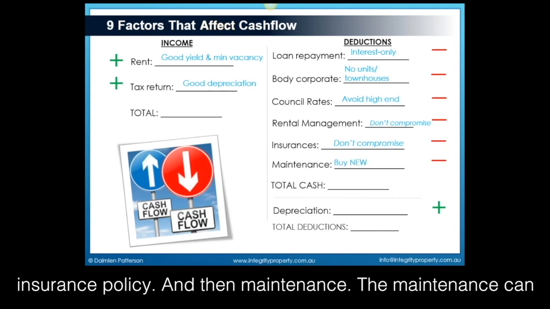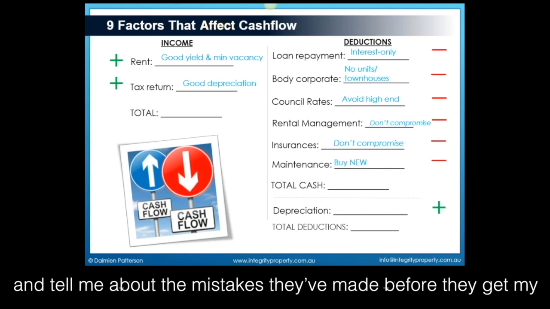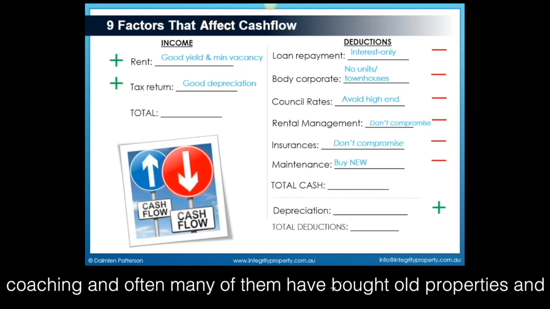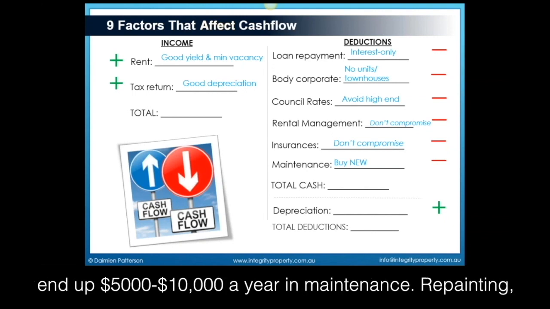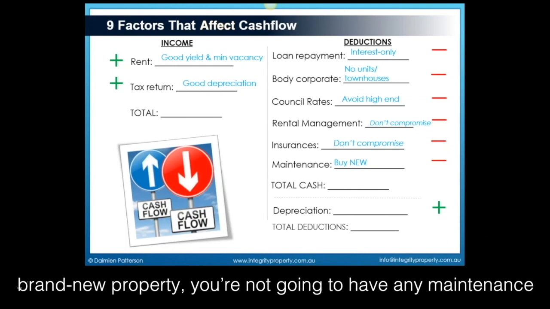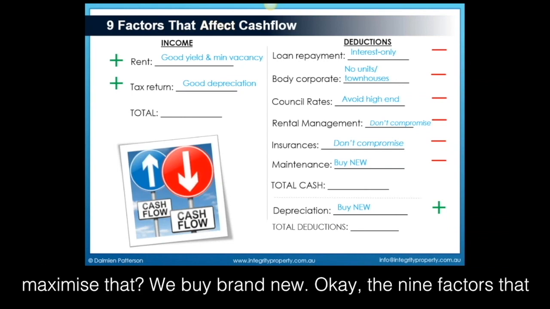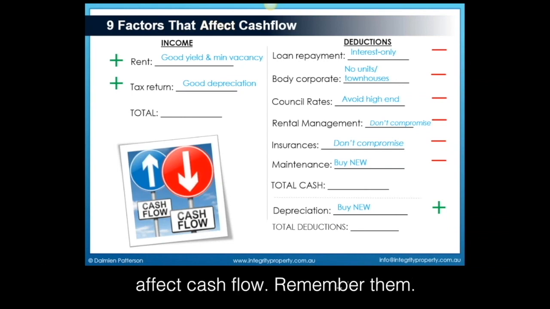And then maintenance. The maintenance can be the silent killer. I've had plenty of clients who come to me and tell me about the mistakes they've made before they get my coaching. And often many of them have bought old properties and end up paying 5 to 10 grand a year in maintenance. Repainting, replacing, termite eradication, all those things. If you buy a brand new property, you're not going to have any maintenance problems for a long time. And then depreciation, how do we maximise that? We buy brand new. Okay, the 9 factors that affect cash flow, remember them.